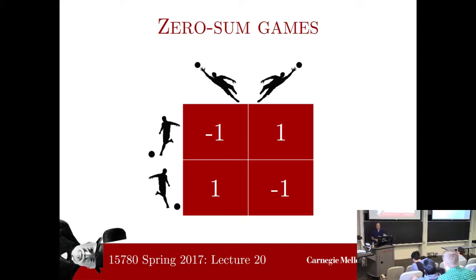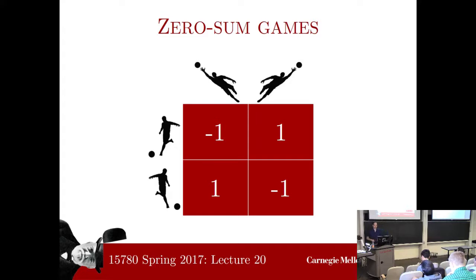So here's a simple example. It's a game of kicking a ball in soccer. So there's a kicker and a goalie. The row player is the kicker. The column player is the goalie. If the kicker kicks left and the goalie jumps left, then he stops the ball, and player 1 gets -1. Player 2, the goalie, gets 1. So player 1 loses, player 2 wins. If the kicker kicks left and the goalie jumps right, then the ball goes in, and then the kicker wins, the goalie loses, and so on. So that's a really simple example.